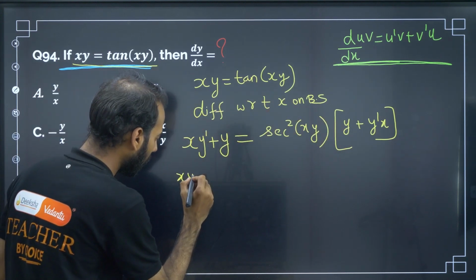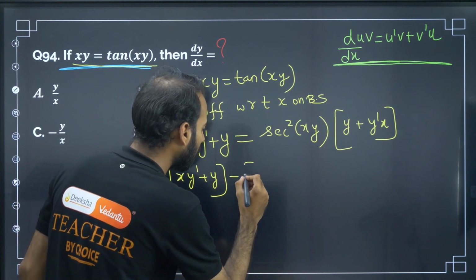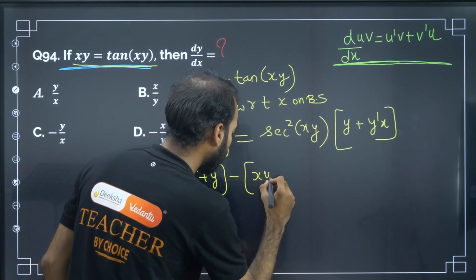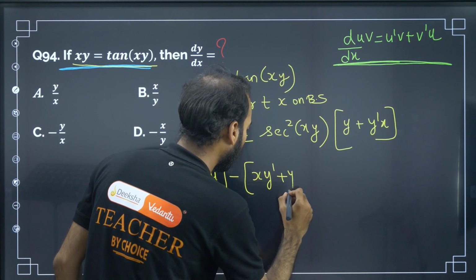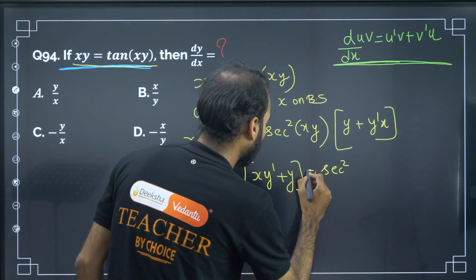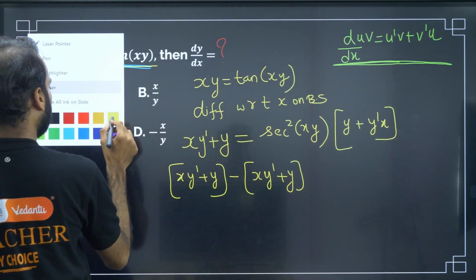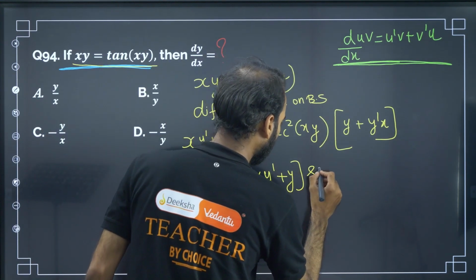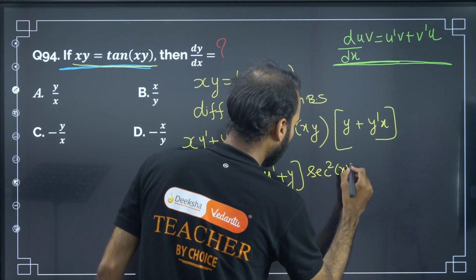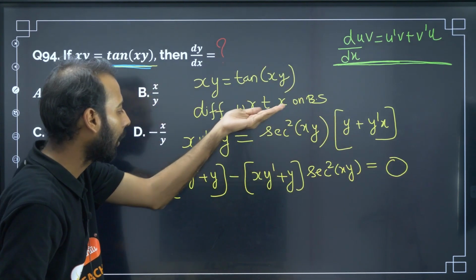So here we are left with xy' + y = sec²(xy), and sec²(xy) is... no, the sec²(xy) term is 0. So this entire term I am transposing.